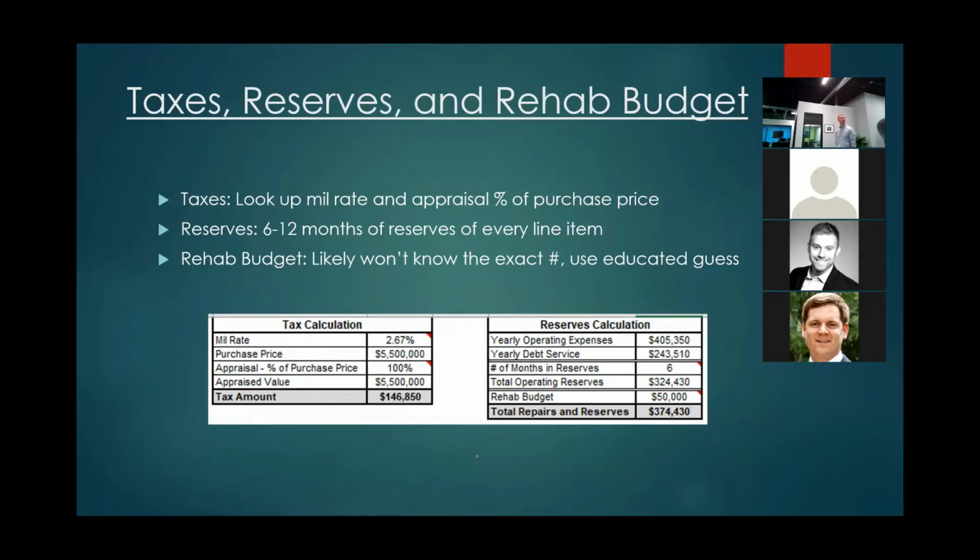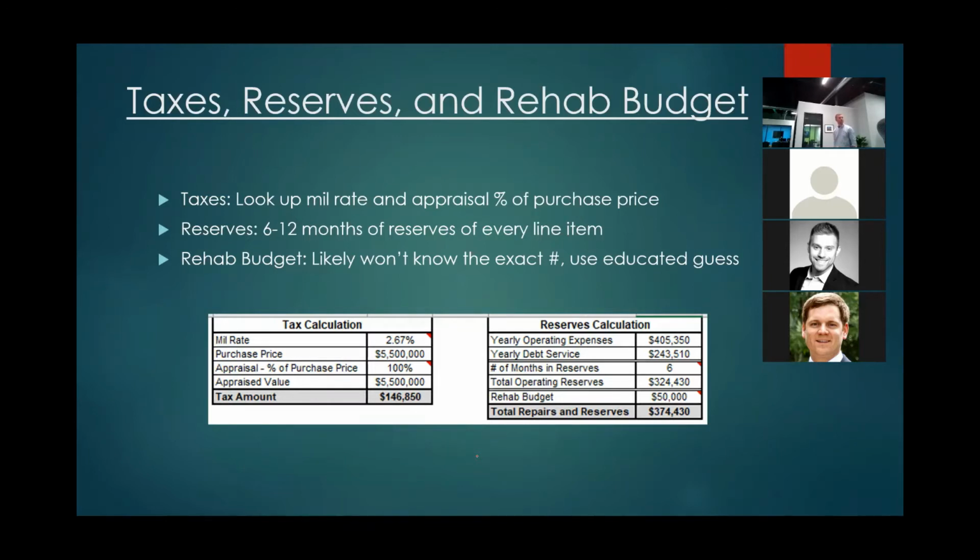But the best way to do it, usually just in the initial phases of underwriting, is you can go online and search by county to find the mill rates. Different states will calculate tax increases differently. Wisconsin does it by mill rate. So I looked up the Milwaukee area, 2.67 mill rate. And then I take the appraisal percentage. In this example, I'm assuming 100% of the appraisal. So that assumes a $146,000 tax amount. Obviously that's not the exact number, but that's a good way to estimate what it's going to be once you take it over and buy it for the price you're expecting to.